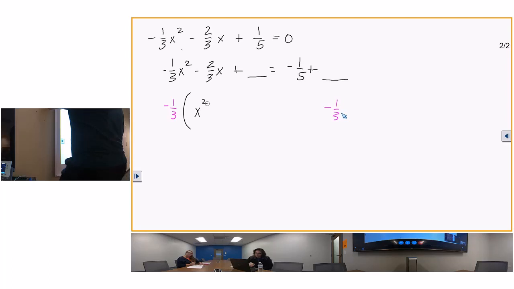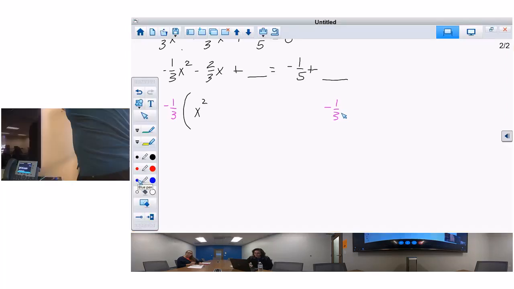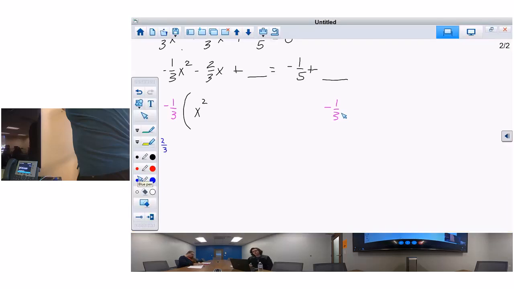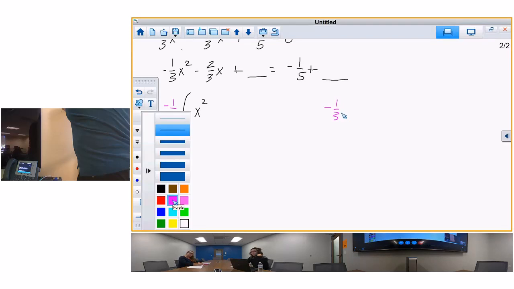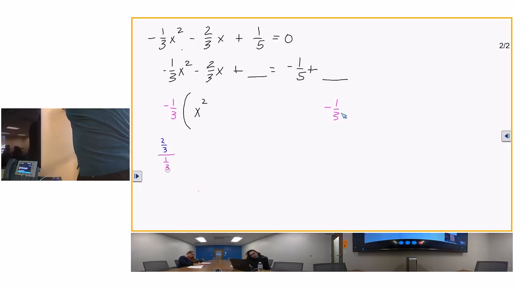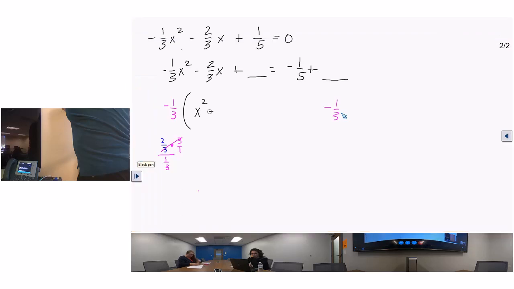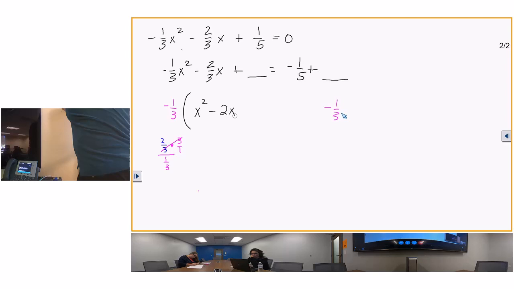Now I'm going to come over here in blue, and I'm going to take 2/3 and divide by magenta 1/3. Now, when you divide a fraction by a fraction, you multiply by the what? Reciprocal. So I'm going to multiply by 3/1. Oh my gosh, and you get 2. So all y'all were worried about, you end up getting a whole number.